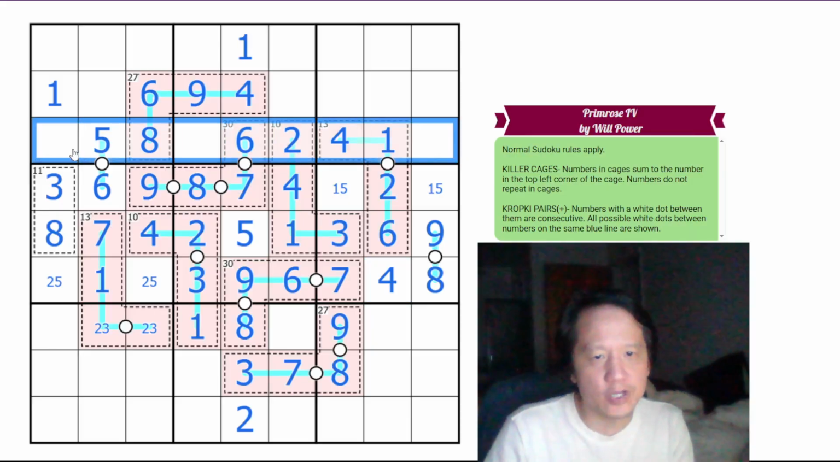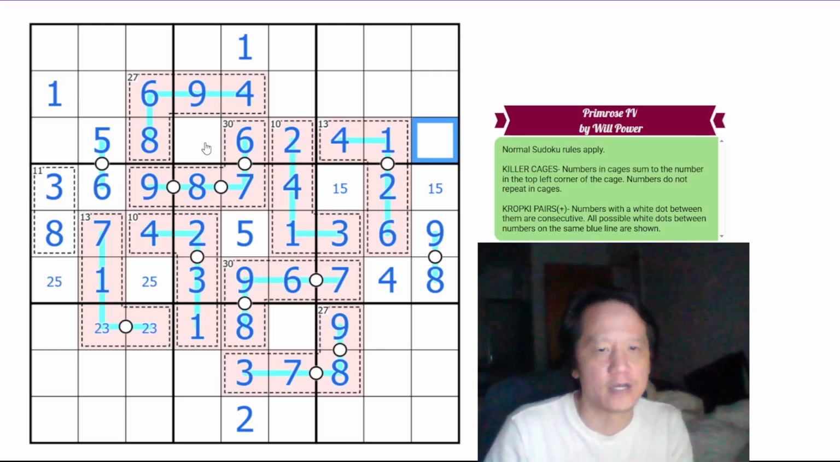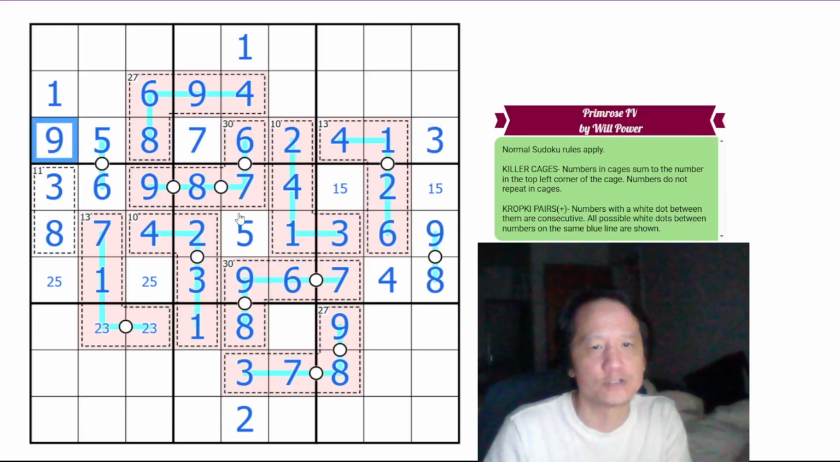Row 3, the remaining digits are 3, 7, 9. This can't be 9 or 3, so that's 7. This can't be 9, so this is 3. That forces this to be a 9 here. Okay.